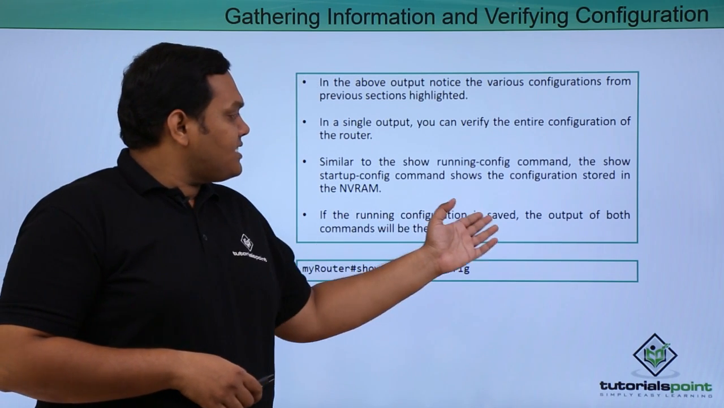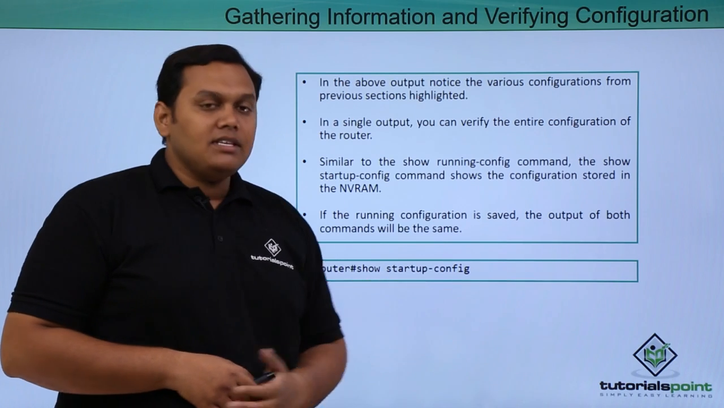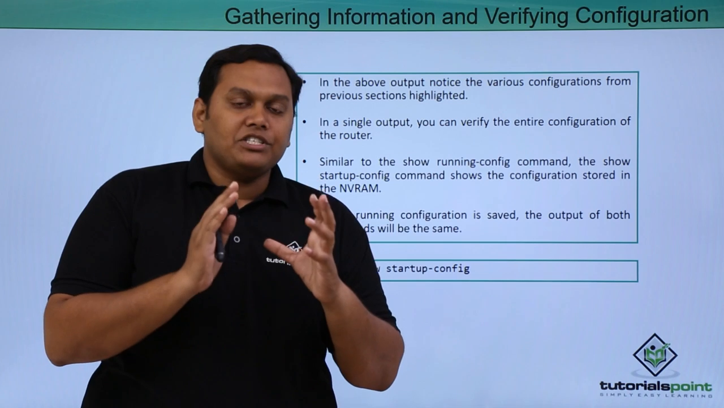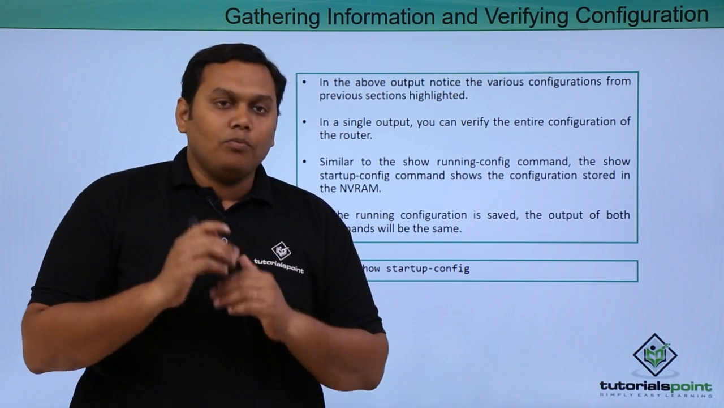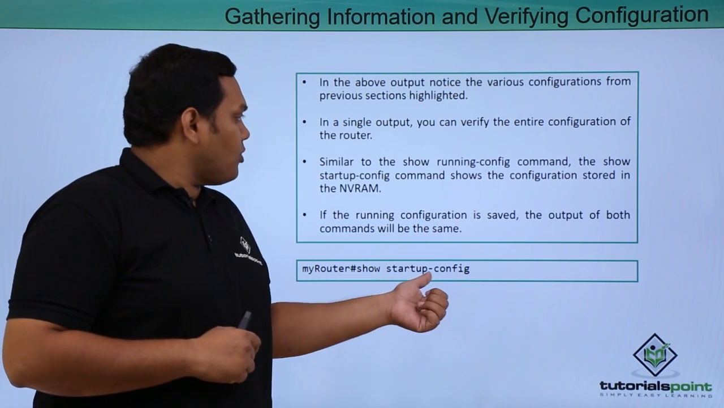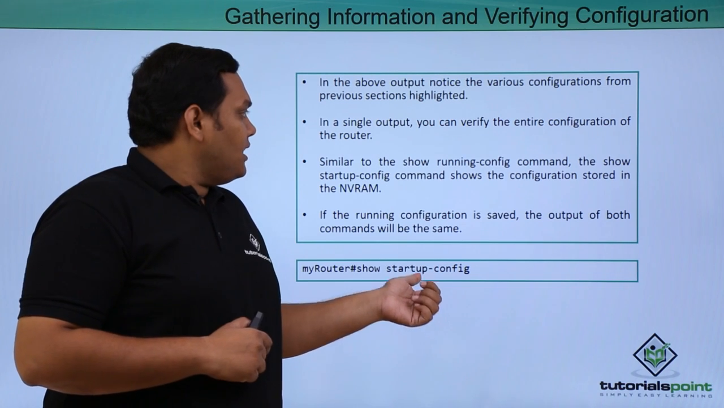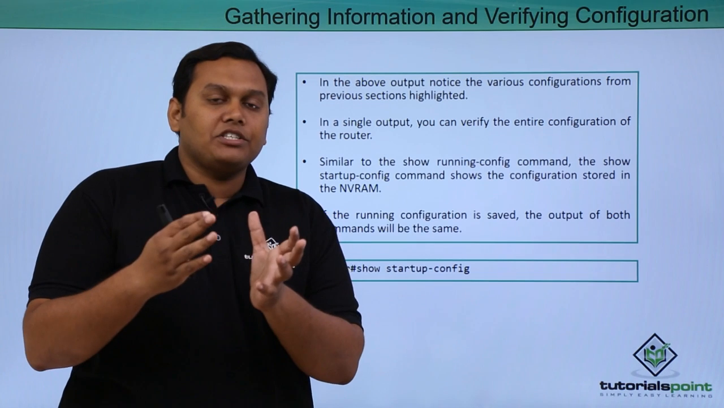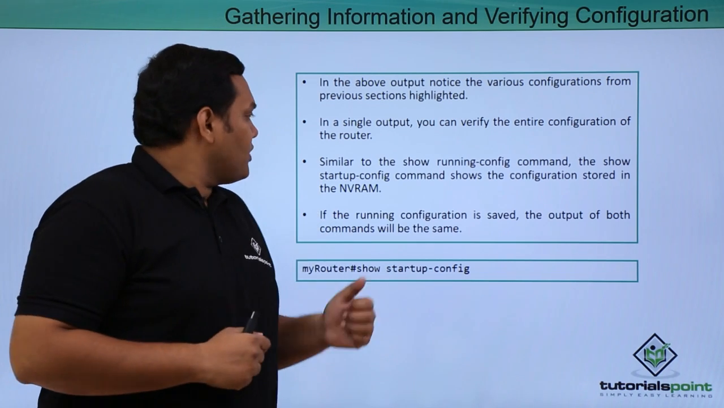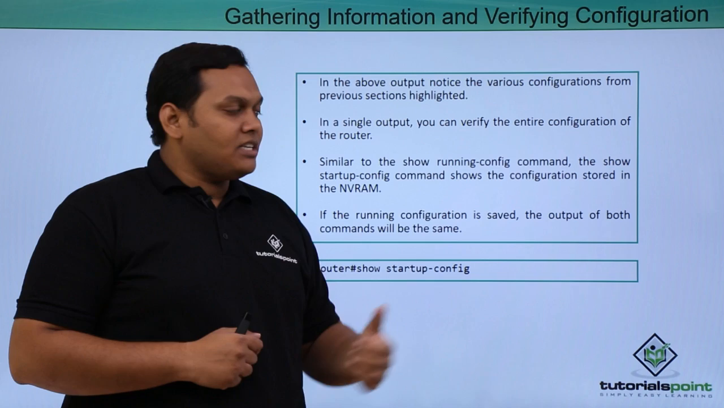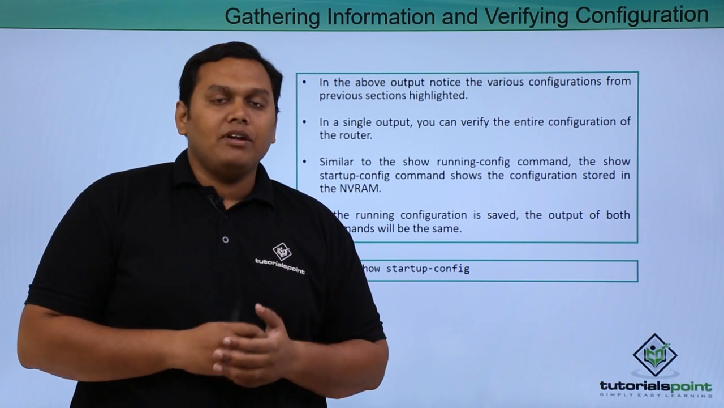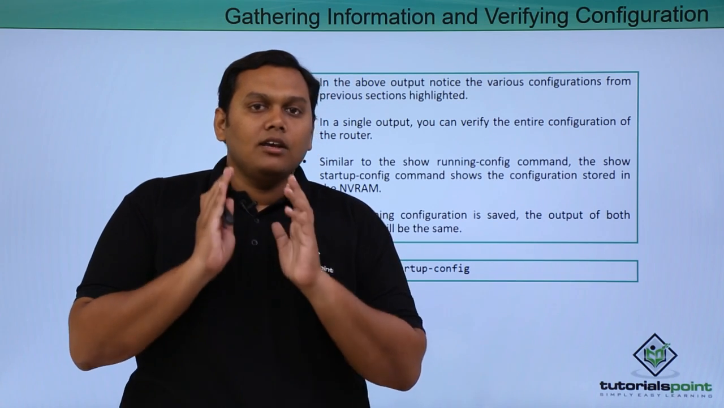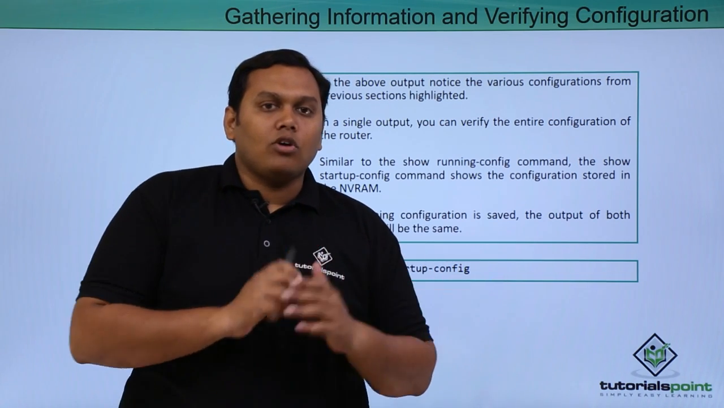If the running configuration is saved, the output of both the commands will be the same. So the running configuration is taken from the startup configuration and they are saved in the same place. You see here, show startup-configuration. The startup configuration is a command we use to get the details of the startup configuration which runs on the router. Similar to the show running-configuration command, the startup configuration is also stored in the NVRAM here. So these are the most prominent show commands before starting with the router configurations.